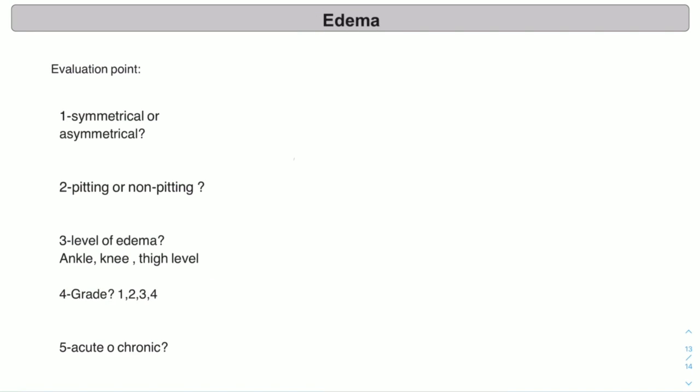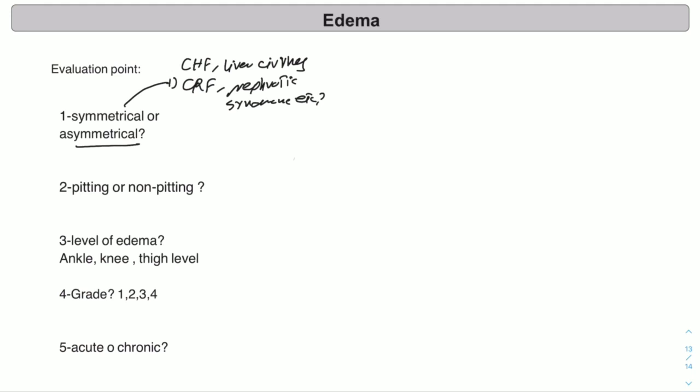Okay, next let's talk about assessment of edema. The main evaluation points are 5. First one is symmetrical or asymmetrical. So how can that help us in diagnosis? If we have symmetrical edema, that may involve a systemic change, okay? It's not a local change. Symmetrical edema can be seen in congestive heart failure, liver cirrhosis, chronic renal failure, nephrotic syndrome, etc. What I mean by systemic is that there is a condition that involves the retention of water in the body in general, okay?